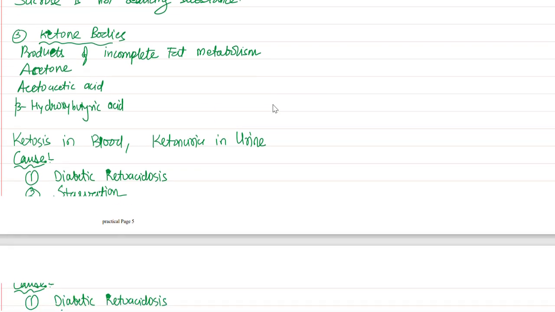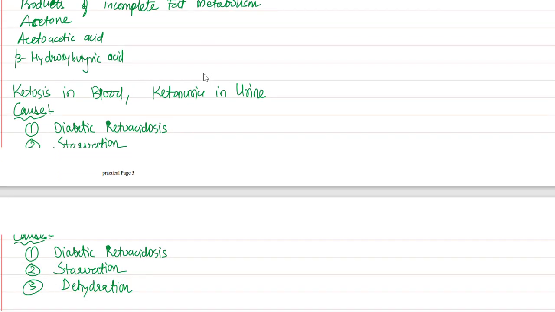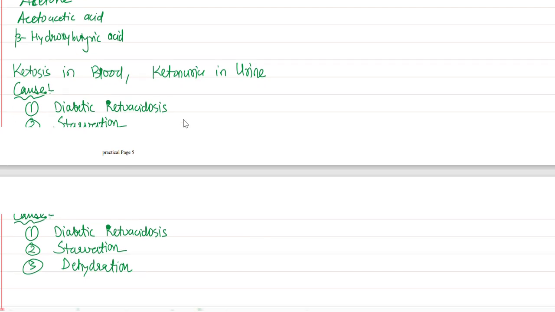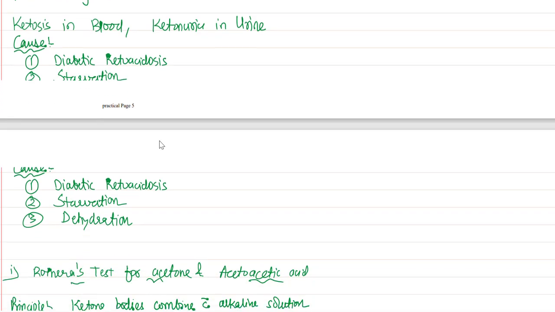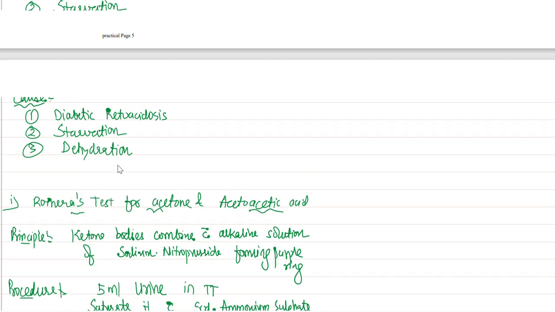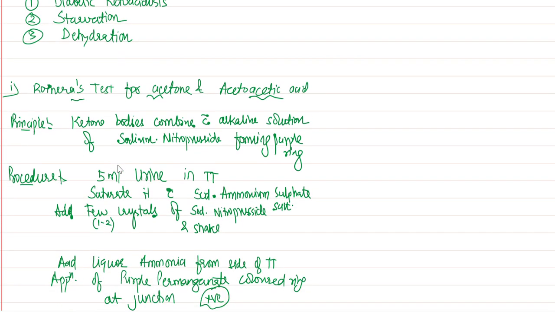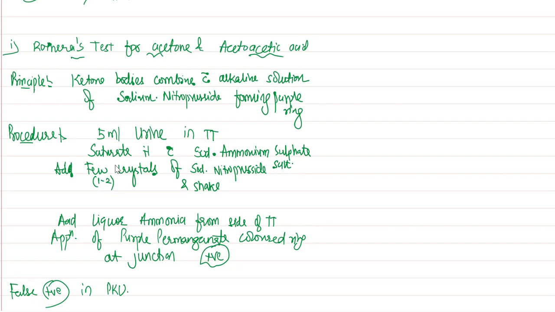The third is the ketone bodies. What are ketone bodies? They are the products of incomplete fat metabolism. 3 types are there: acetone, acetoacetic acid, and beta-hydroxybutyric acid. Ketosis is the term for blood and ketonuria for the urine. Causes are diabetic ketoacidosis, starvation and dehydration. The test done is Rothera's test for acetone and acetoacetic acid.